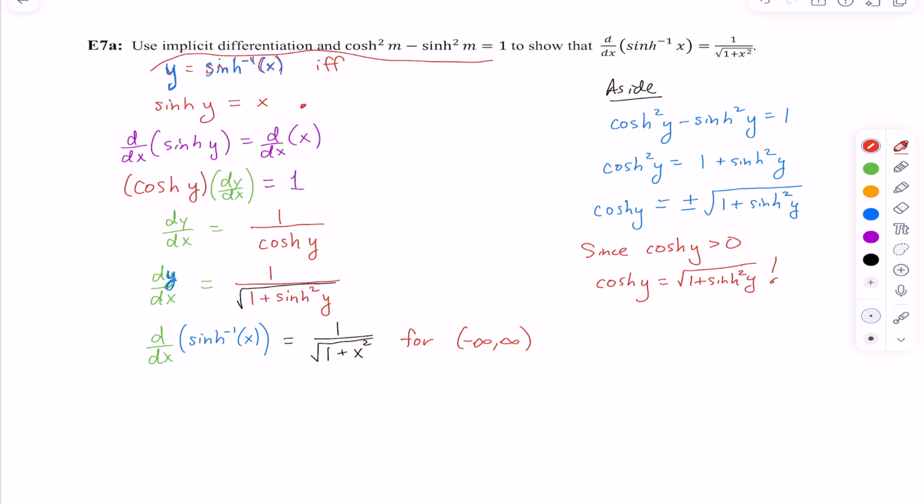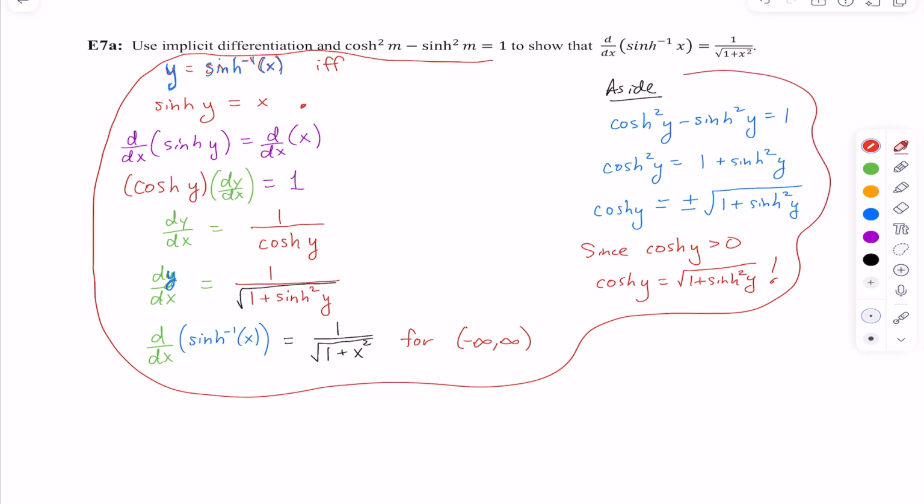And so there you go. That is the implicit differentiation. Notice it's mostly algebra. Algebra is such a powerful tool.